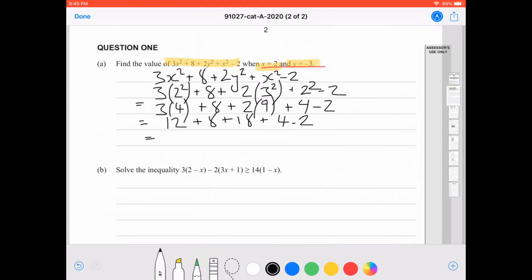And now just adding up all our values, we've got 12 plus 8 is 20, plus 18, 38, plus 4 is 42, and minus 2 is 40. So our final answer here is 40. And for this question, you'll get an achieved. Correct solution, no alternative here, so numerical errors not allowed. You need your final answer to be 40. This gets you the achieved.